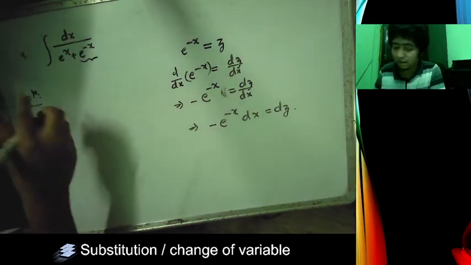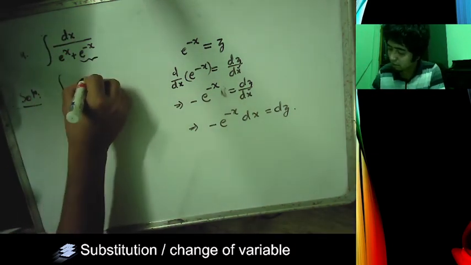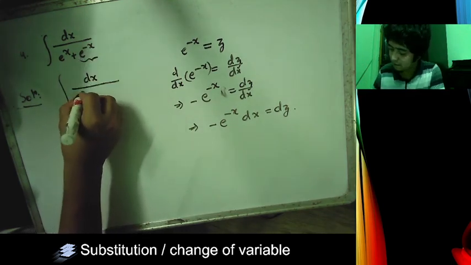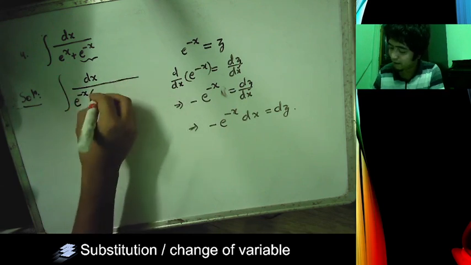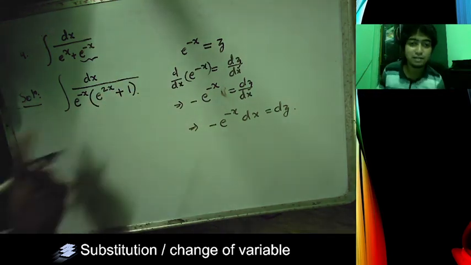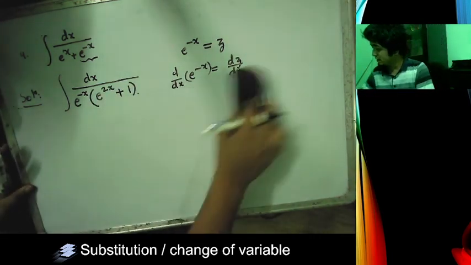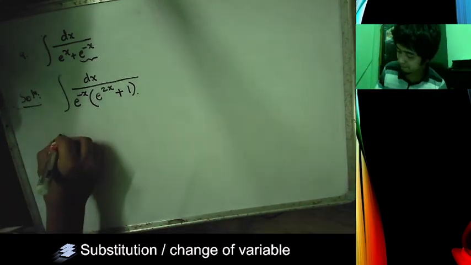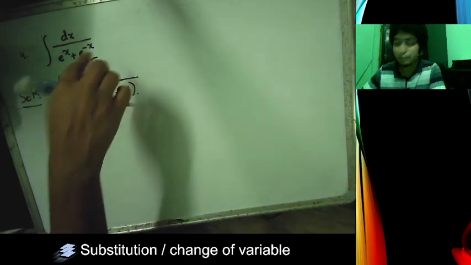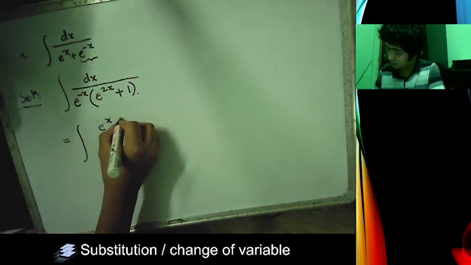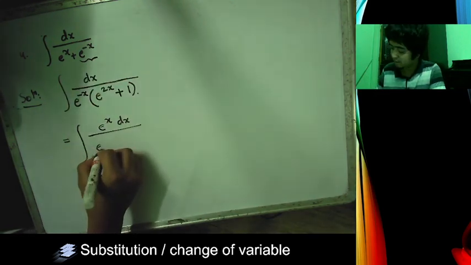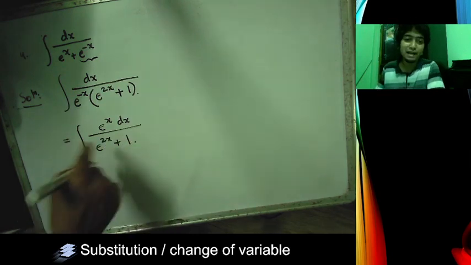All right, so let's see. This one, what we can do, we can take common e power minus x. So over here you will be getting e power 2x, and over here you will be getting 1. So this is what we are having. All right, so now what can we do? We can take e power minus x to the numerator, it becomes e power x. So you'll be having this.